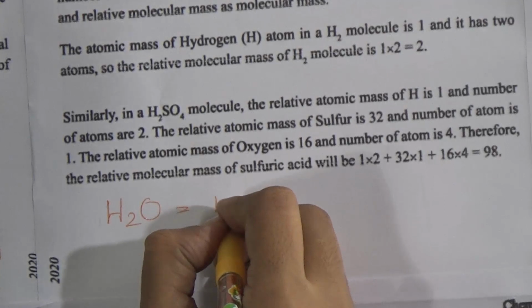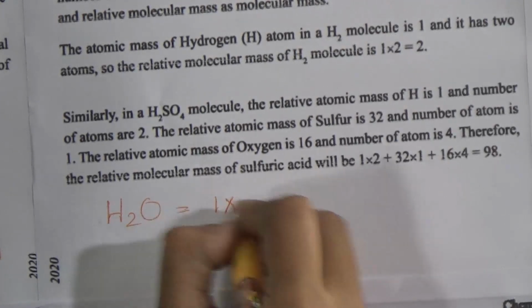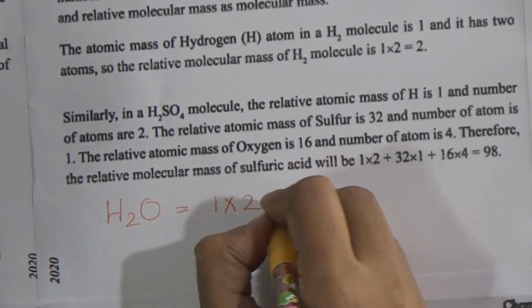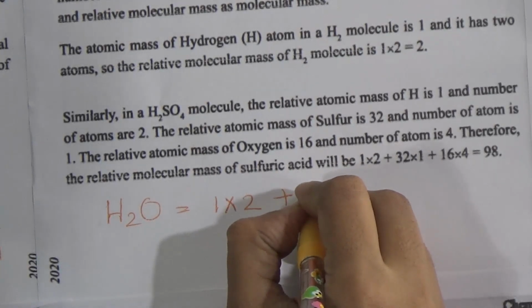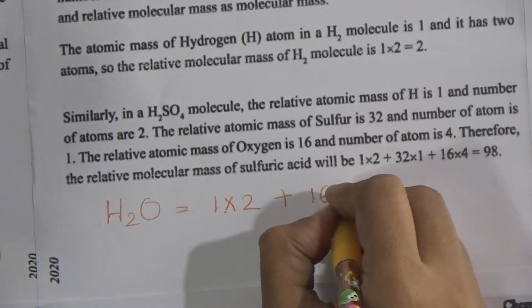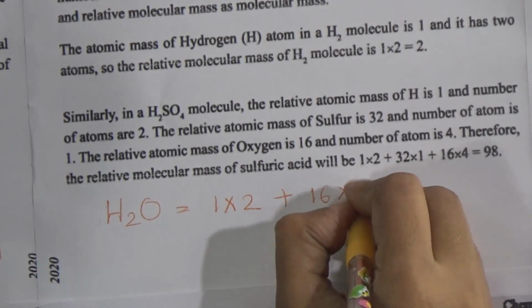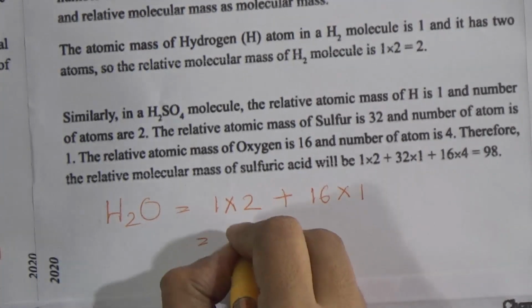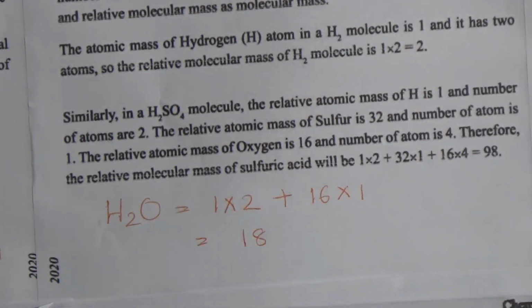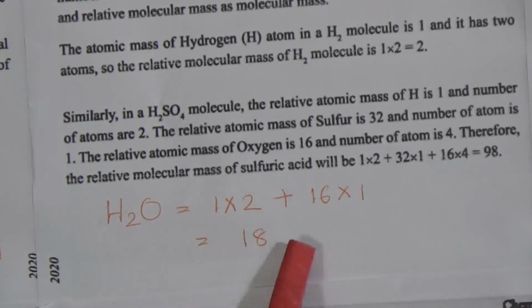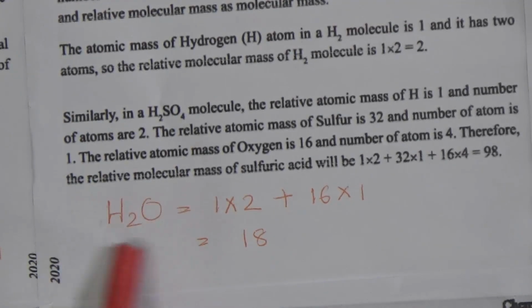In this way, we can easily find the relative molecular mass of water too. Hydrogen's atomic mass is 1, and there are 2 atoms of hydrogen, and oxygen's relative atomic mass is 16 and there is only 1 atom, so it will be 18. In this way, we can easily find the relative molecular mass of a molecule if we know the relative atomic mass of the required elements.